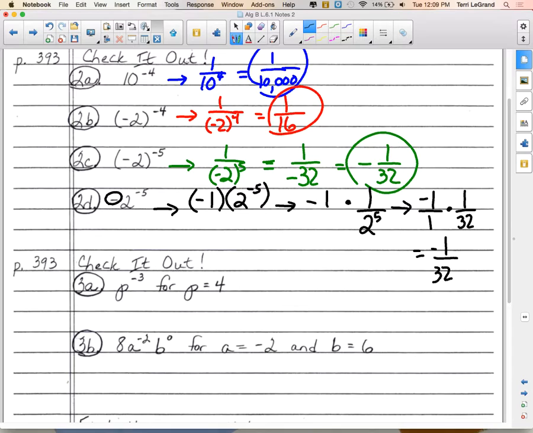Can we cancel any negatives? No, so we're going to bring it out front and say our answer is negative 1 over 32. Just so happens you got the same answer as the one before, and I wonder why that happens. Okay, so that's all we get to do today.